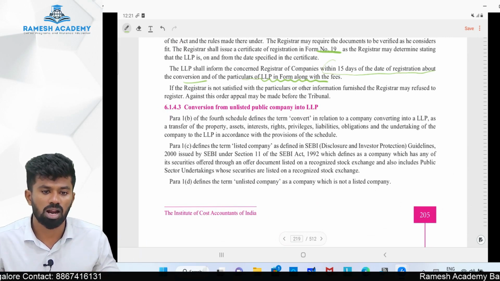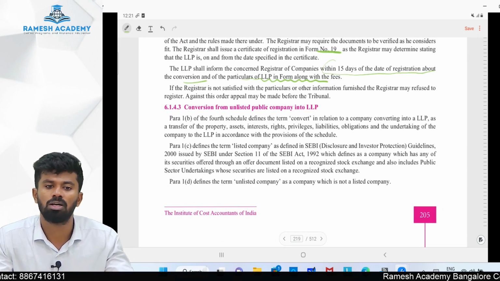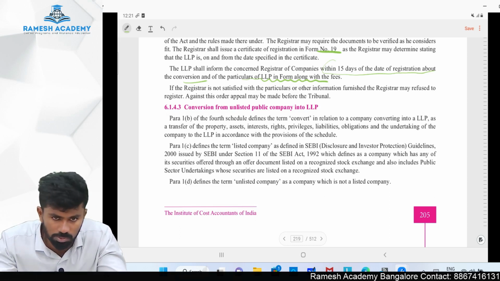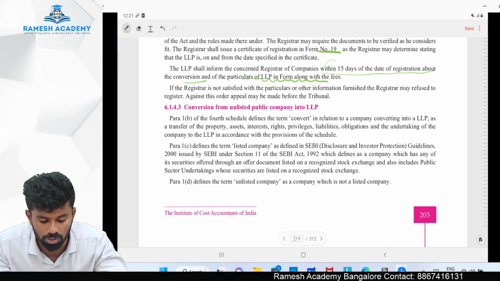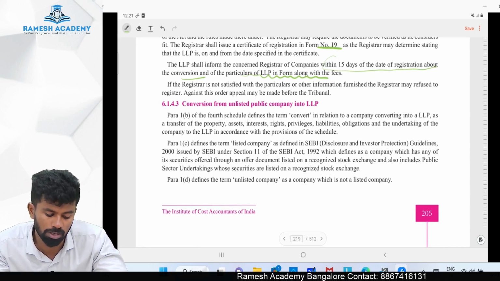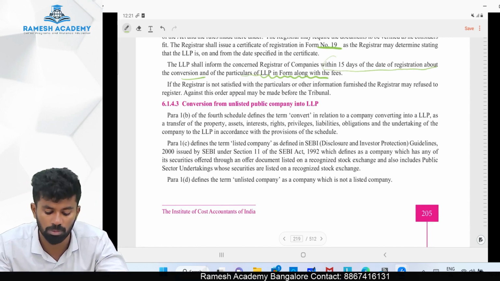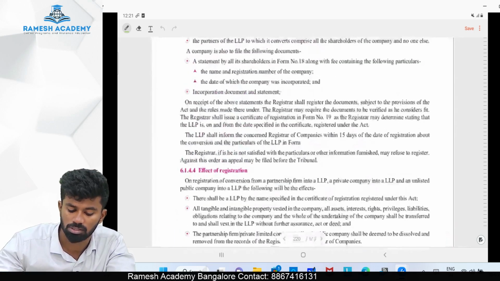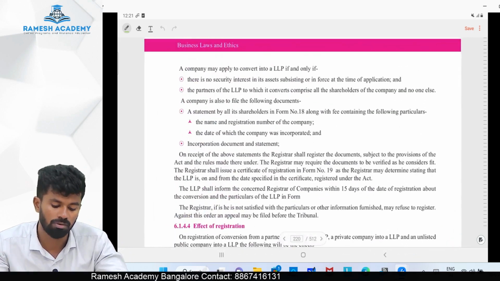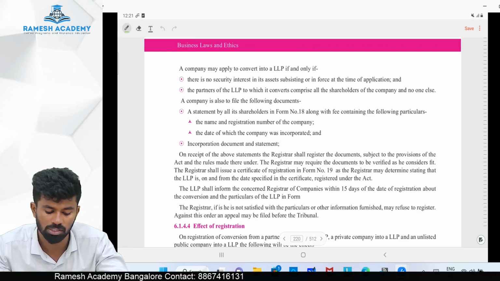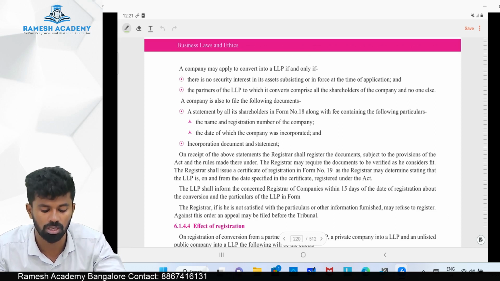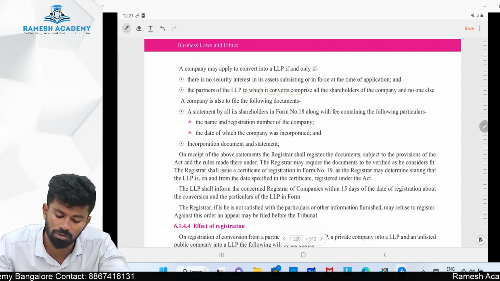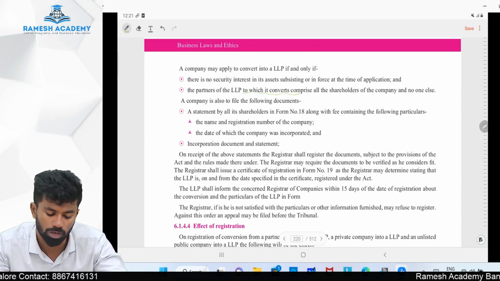Again, what is transfer? Convert means when all the assets, liabilities, property and interest of the transferred company become a part of the LLP, and only the members of the public company become the partners of the LLP. It does not include the listed companies. A company may apply to convert into LLP only if there is no security interest on its assets subsisting in force at the time of application. The partners of the LLP to which it converts comprise all shareholders of the company and no one else.